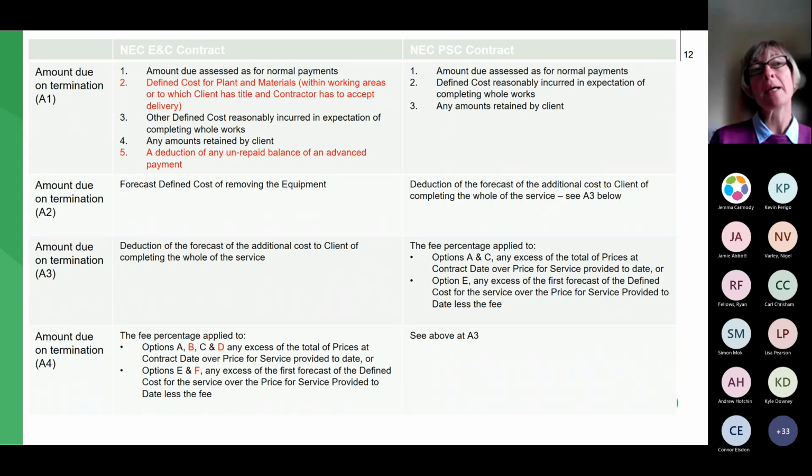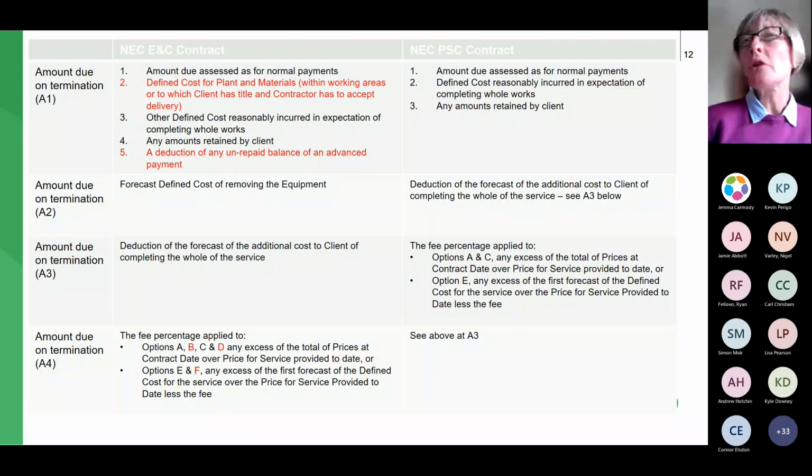And then we go down to the fourth line. So it's A4, amount due on termination. So in terms of your construction contracts, you get your fee percentage applied to whichever contract you're working under. The red refers to contracts where there's no professional services contract. So the black applies to the professional services contracts. So it's all about the overhead and profit for the uncompleted element of the work, because bear in mind, of course, the work's been terminated, so it hasn't been completed.